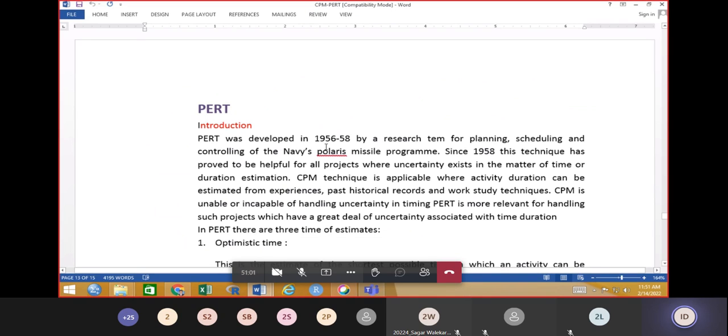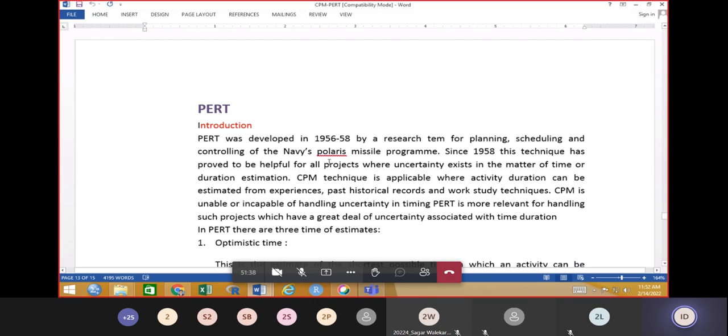PERT was developed in 1956-58 by a research team for planning. As I said, PERT is used for research purposes, and it was developed in the years 56 to 58, for planning, scheduling and controlling. Again, the goal of PERT is the same as we discussed in CPM: to plan the activity, schedule the activity by drawing the network diagram, and to control the activity.